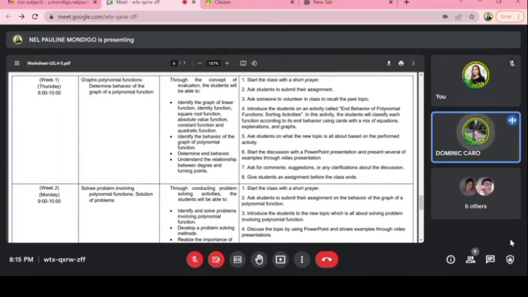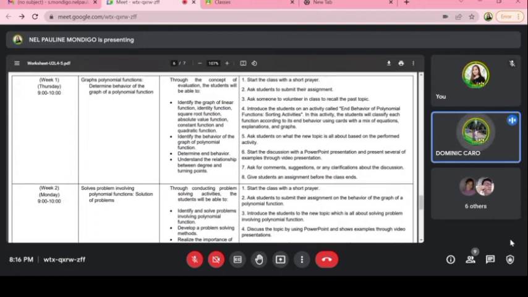The daily procedure for that is: start the class with a short prayer, ask students to submit their assignment, ask someone to volunteer in the class to recall the past topic, introduce the students to the activity called end behavior of polynomial function solving activities. In these activities, the students will classify each function according to its end behavior using cards with a mix of equation, explanation, and graph.